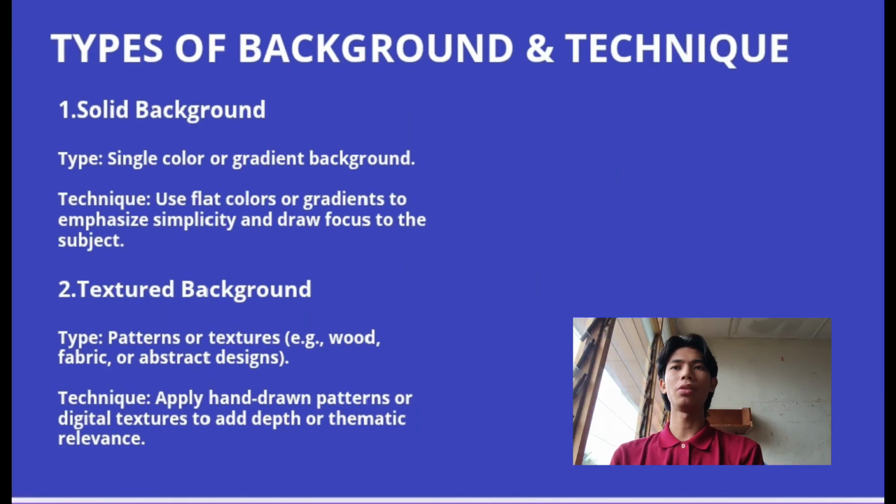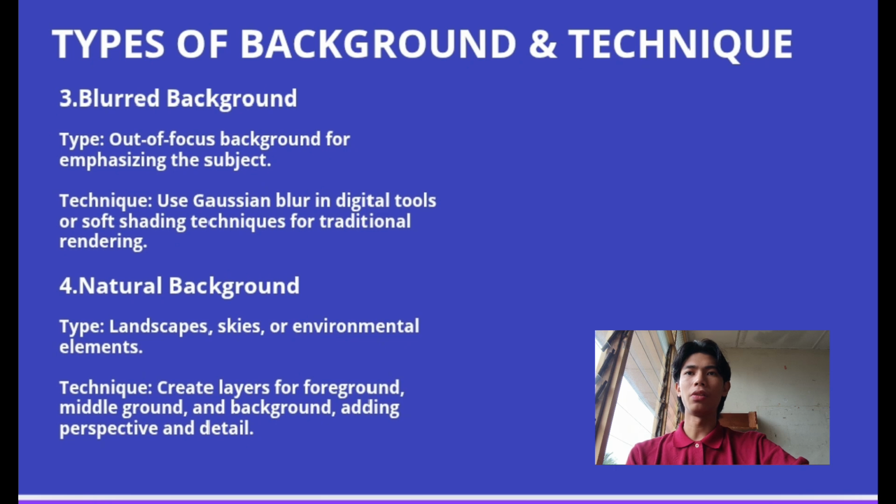In rendering, we also have different types of backgrounds and their techniques. First is solid background. A solid background is just a single color using flat colors or gradients to emphasize simplicity and draw focus to the subject. Second is textured background, patterns or textures. It applies hand-drawn patterns or digital textures to add depth or thematic relevance. Third is blurred background, an out-of-focus background for emphasizing the subject. The technique used is Gaussian blur in digital tools or soft shading.